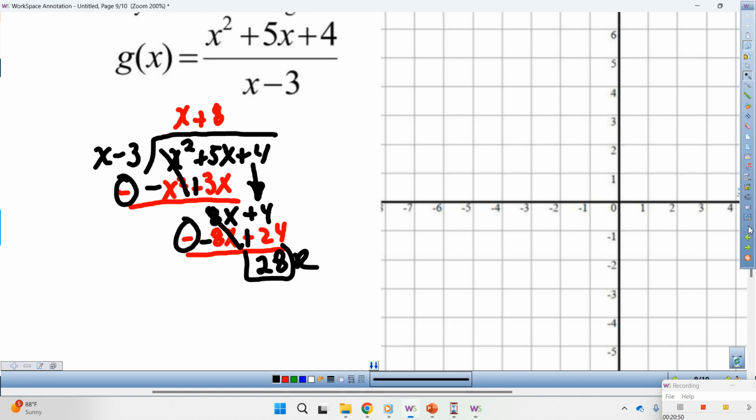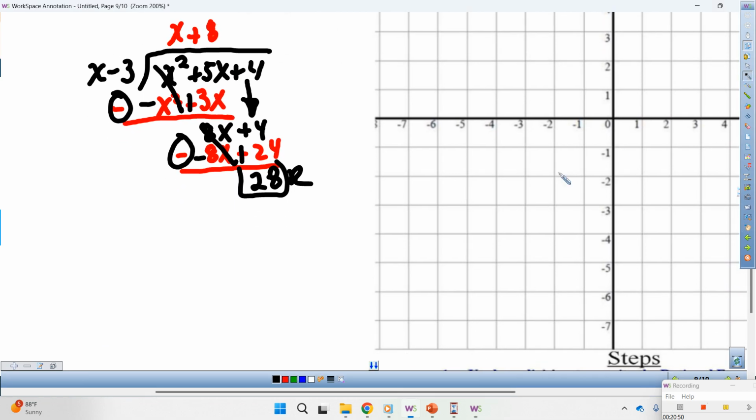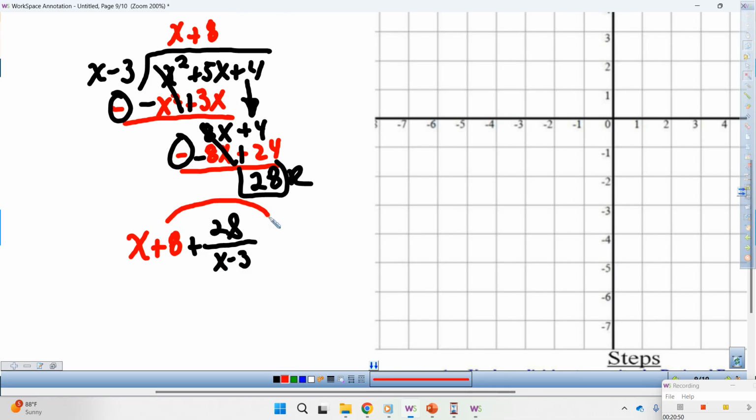So, what's our answer, Mr. Q? Well, the answer is x plus 8 plus 28 over x minus 3. But this has to go at the end. This has to go in the front. So we end up with 28 over 1 over x minus 3 plus x plus 8, and all that equal to g of x.